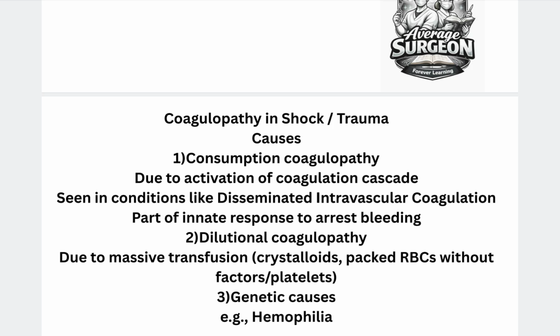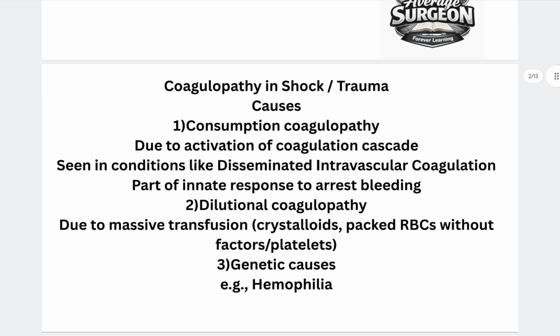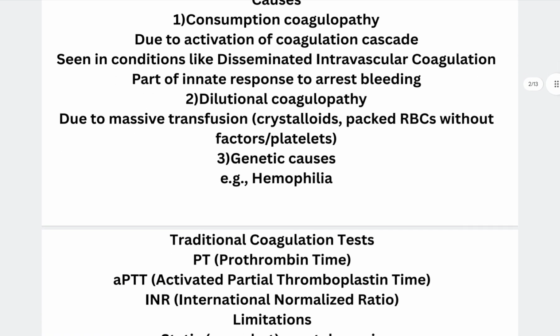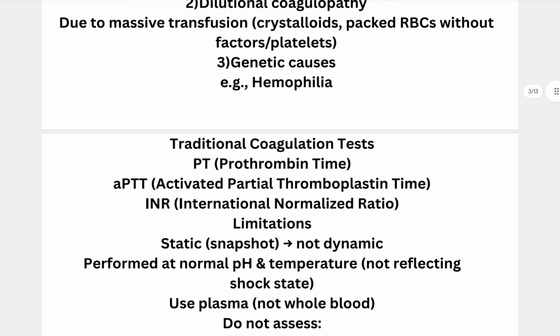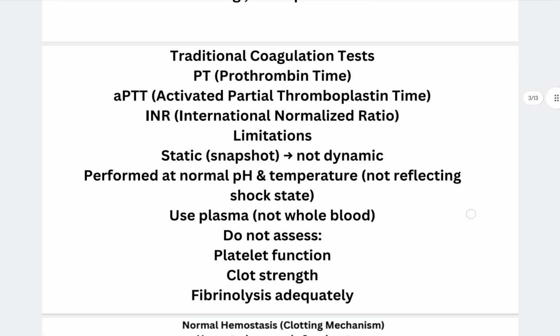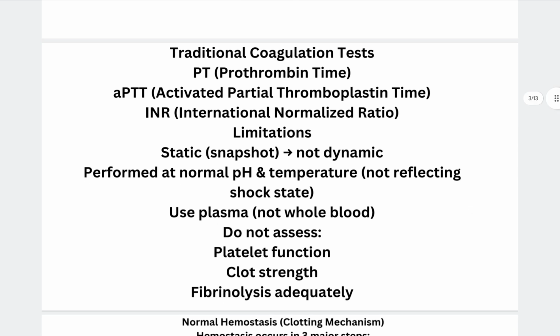or a dilutional coagulopathy due to rapid infusion of massive crystalloid fluids, or because of any underlying inheritable factors, such as genetic causes like hemophilia and other coagulation disorders. So whenever any patient comes with coagulopathy, we do the traditional coagulation tests such as prothrombin time, activated partial thromboplastin time, and international normalized ratio, that is our INR.